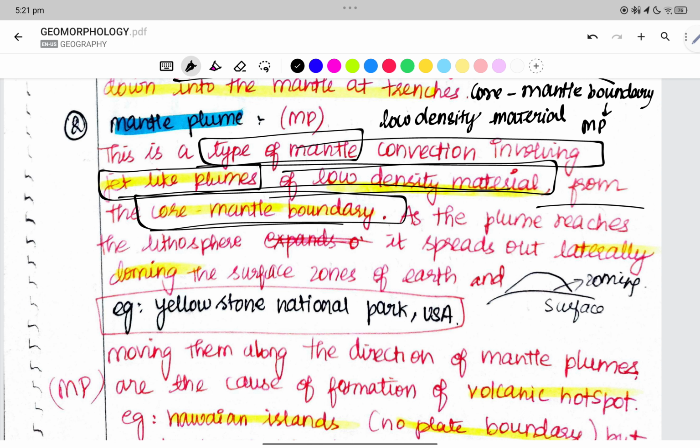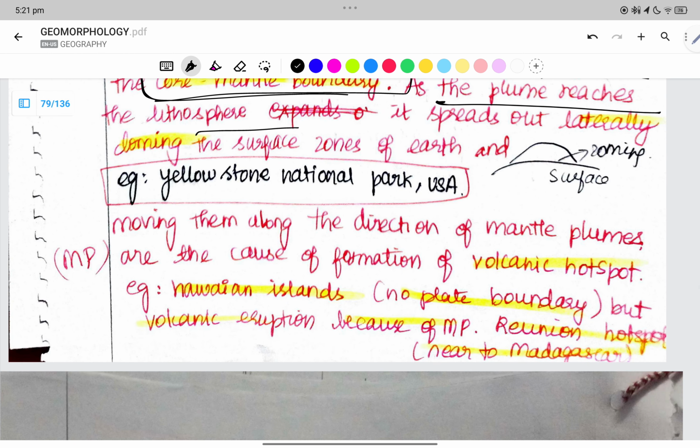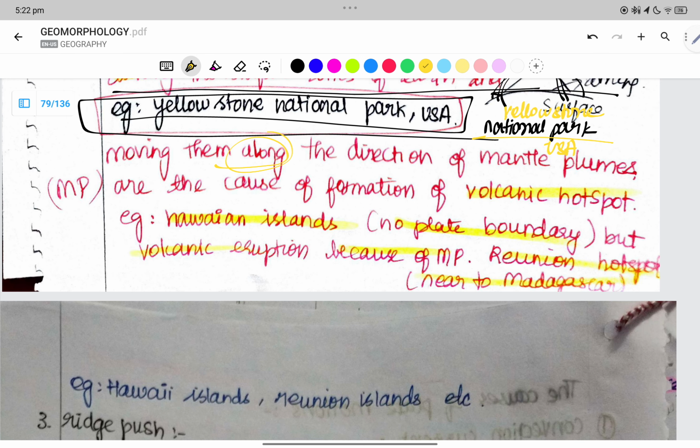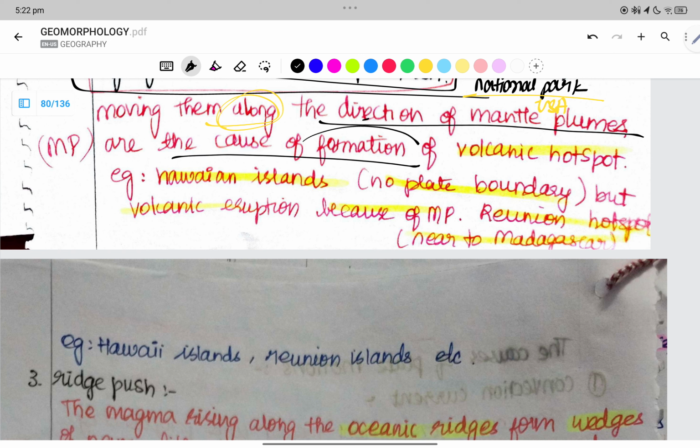As the plume reaches the lithosphere, it expands and spreads out laterally, doming the surface of the earth. An example is Yellowstone National Park, USA. Moving along the direction of the mantle plumes are the cause of the formation of volcanic hotspots.